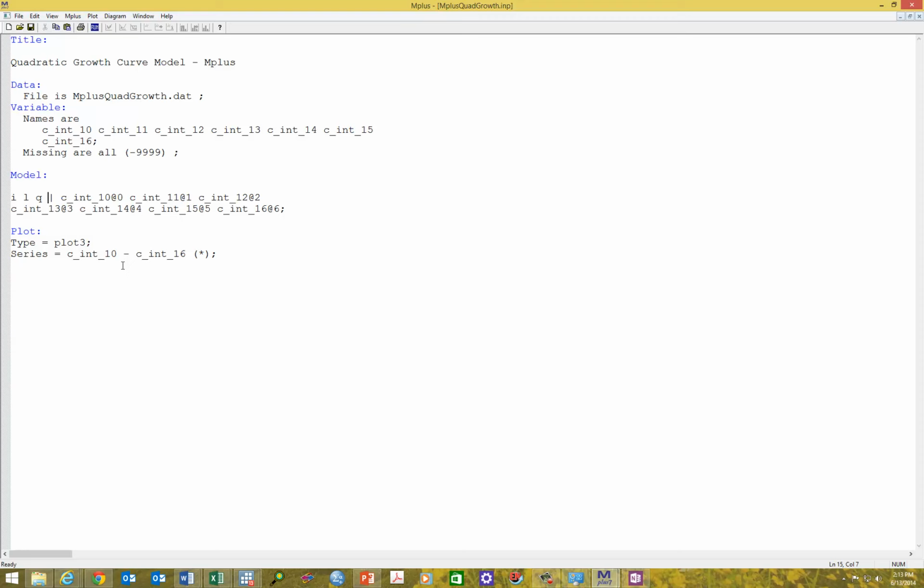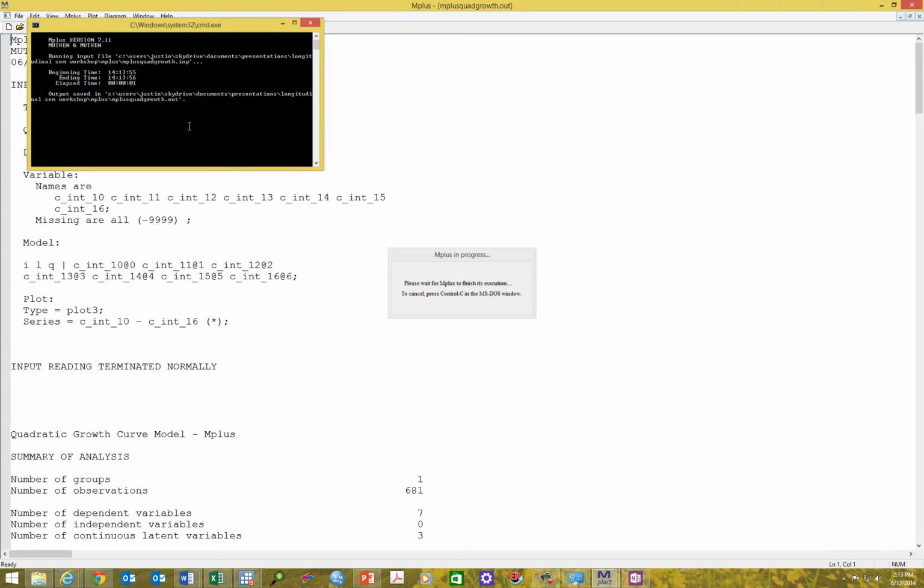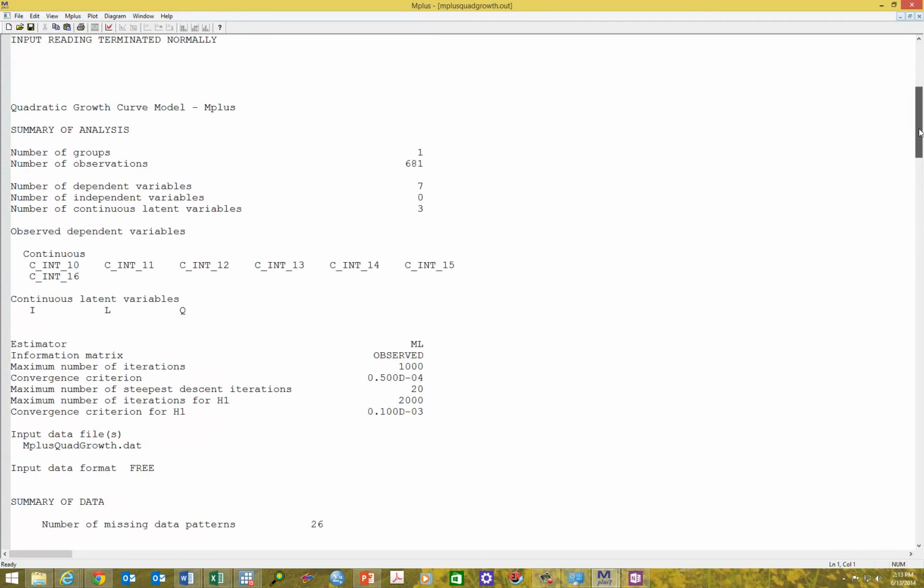Again, everything before that bar, it just knows that the first term, that I, is the intercept. It knows that the second term is the linear slope, and then now it knows that the Q is the quadratic slope. So we haven't done anything to this model other than add that Q, but now this is a quadratic growth model.